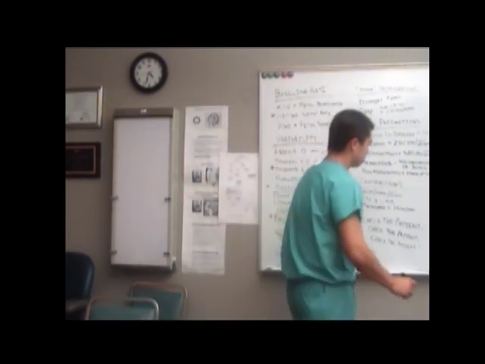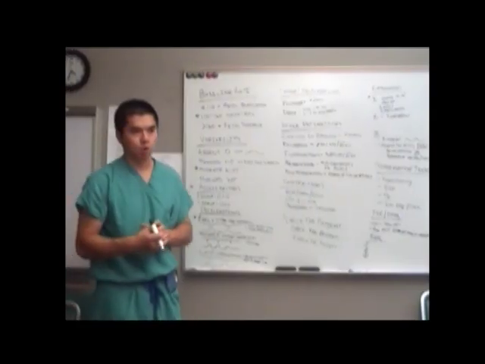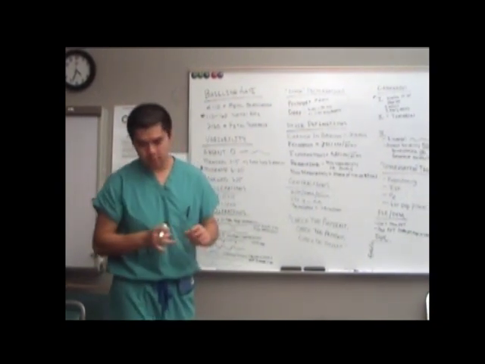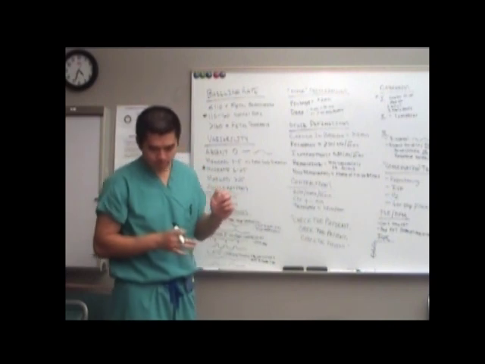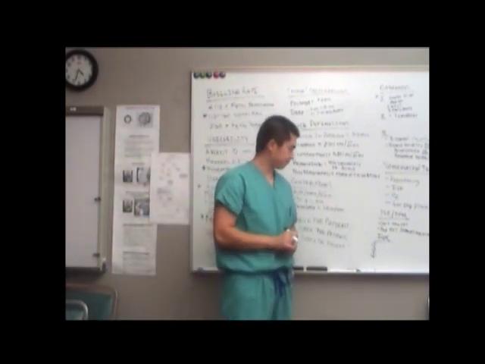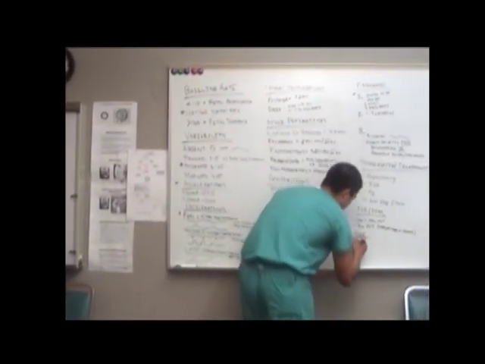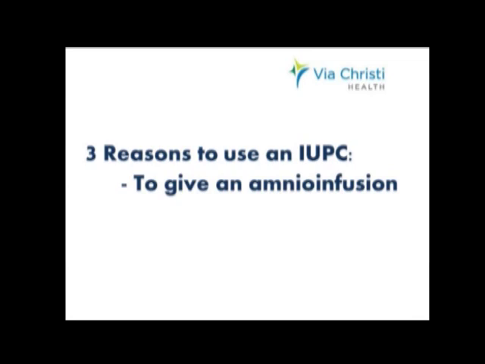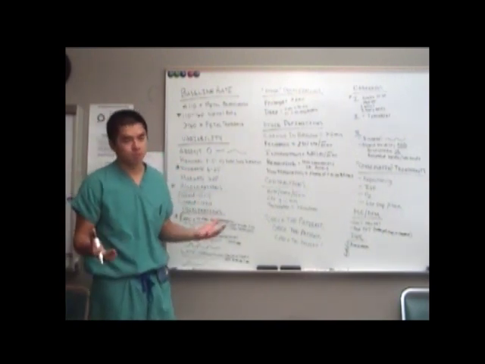The other procedure that we do is called an IUPC. And in my opinion, there are only 3 reasons to put an IUPC in. So there is a therapeutic reason, there is a diagnostic reason, and there is a monitoring reason as well. So what is one of those reasons? The therapeutic reason is to give an amnio infusion. So in order to put an IUPC in, what does the patient's membrane status have to be? Yep, it has to be ruptured.